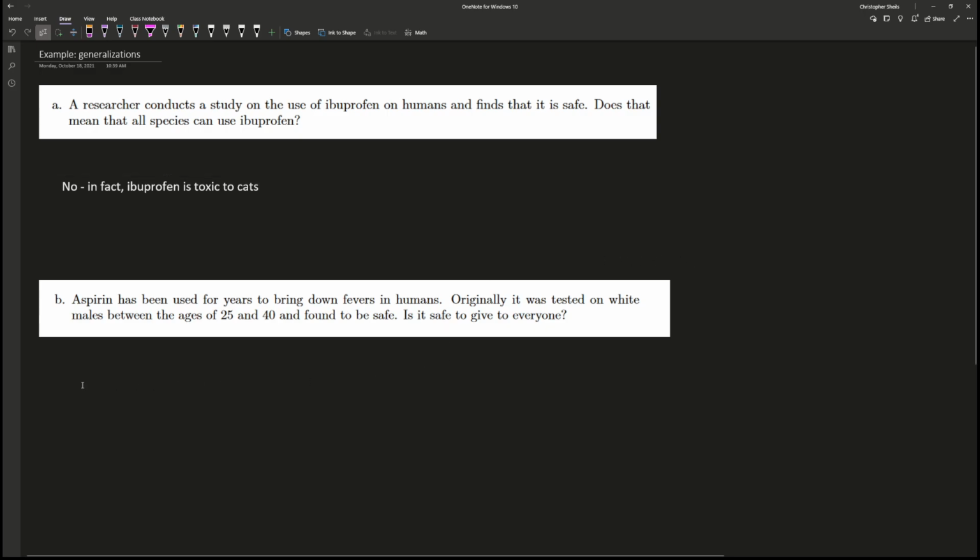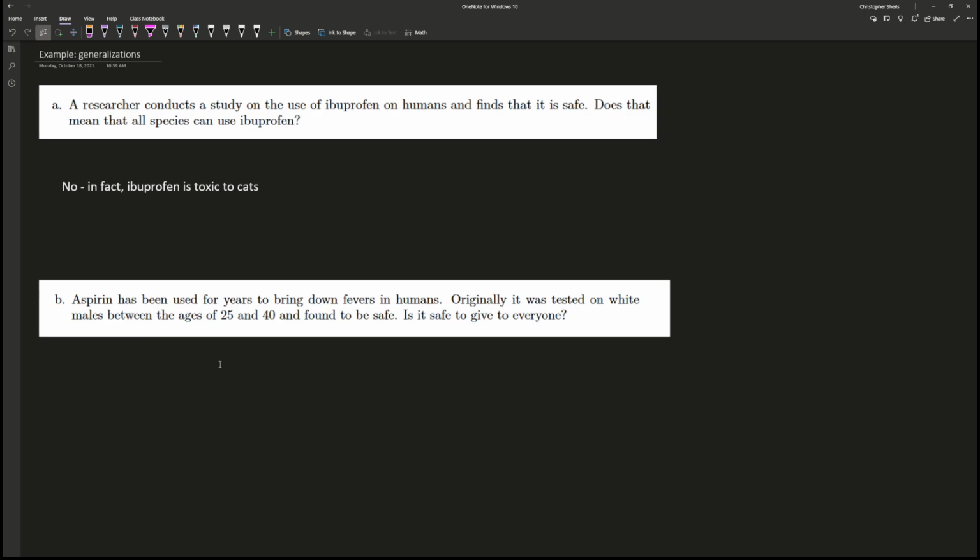And aspirin has been used for years to bring down fevers in humans. Originally, it was tested on white males between the age of 25 and 40 and found to be safe. Does this mean that we can just generalize and say that it's safe to give to everyone? Not necessarily, right? There are so many factors at play here. There's race, there's gender, there's age group, right? These are all factors that should be considered. We can't just generalize here.